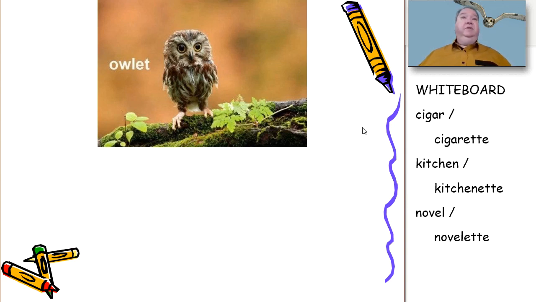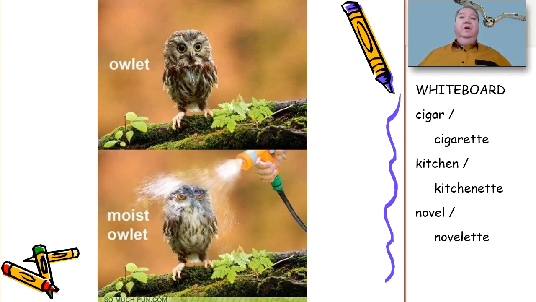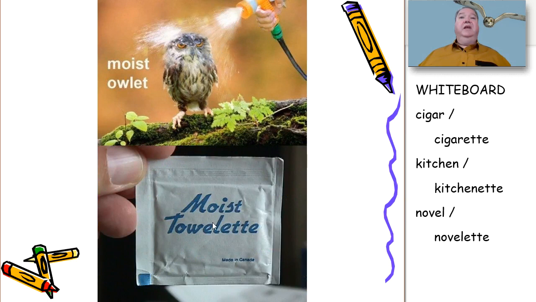Now, what happens if you get an owlette wet, if you spray it with water? If you get it wet, then you have a moist owlette. Moist owlette. Now, as I say that, moist owlette, that sounds very much like moist towelette. Moist towelette. If I say it quickly, the T's kind of combine here, so I have a moist towelette. Moist towelette. A moist owlet. So, what is a moist towelette?